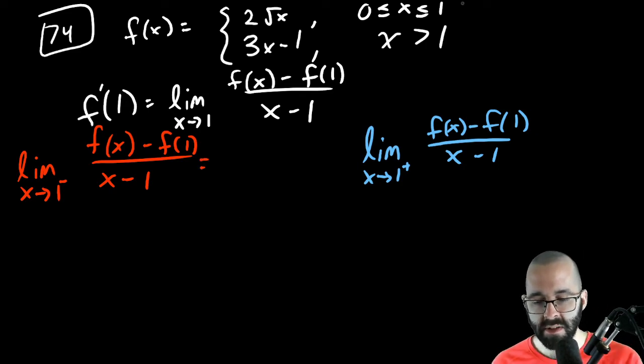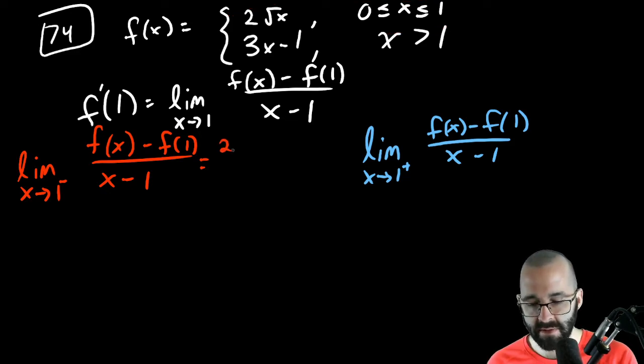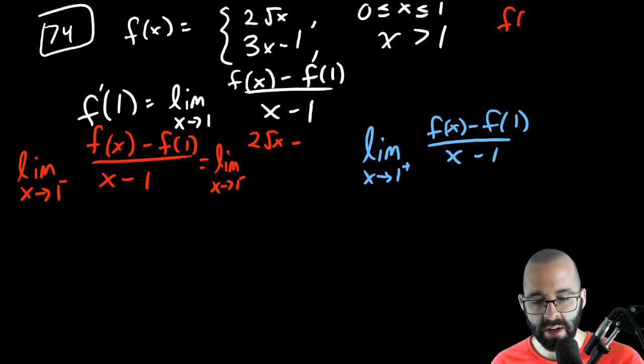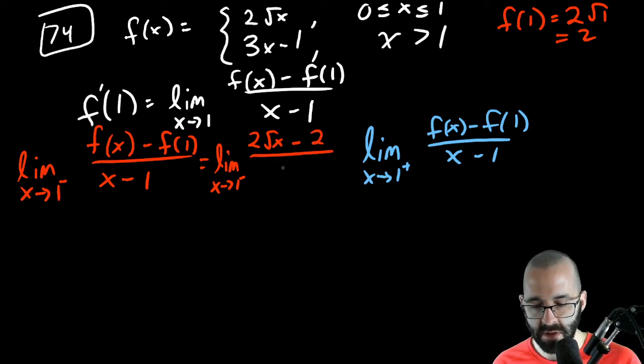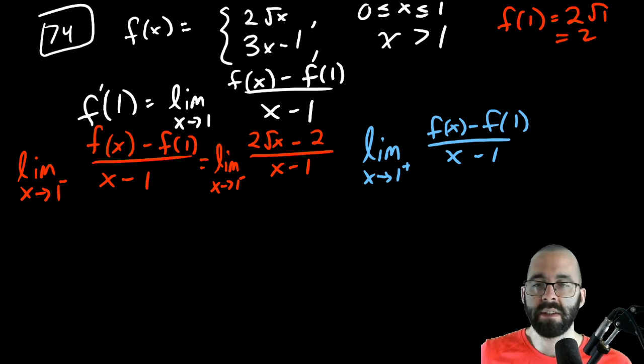So from the left, if we're to the left of 1, we have to use that top piece, and our function is just 2 root x. The function value at 1 is always the top piece. When x equals 1, we always use the top piece. It's 2 times the square root of 1. F of 1, regardless of which piece we're looking at, is included in that top domain. So f of 1 is always equal to 2. And then we'll do the blue one later. The blue one should be a little easier.